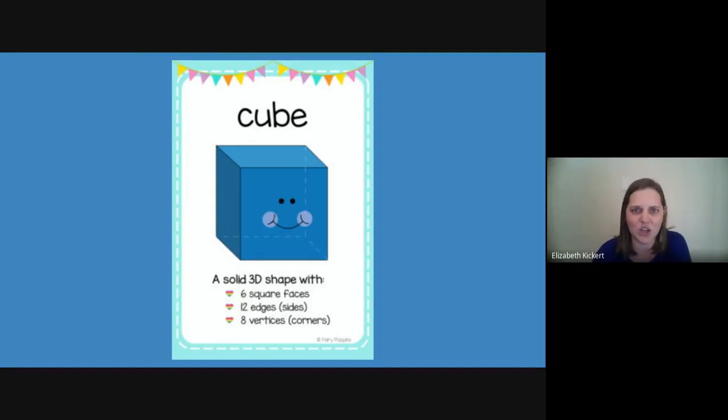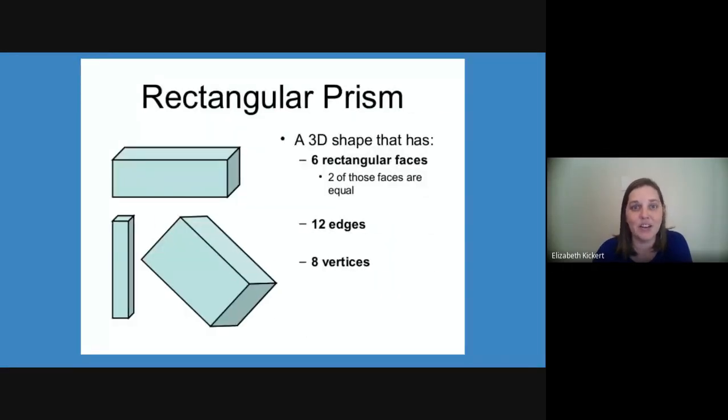Okay, so what exactly is a cube? A cube is a solid 3D shape with 6 square faces, those are the flat sides, 12 edges, that's the line where those flat sides, those faces come together, and 8 vertices or corners. That is a cube. Can anybody think of an example of a cube in your house? That's right, a dice would be a great example of a cube. It is a 3D shape that has 6 faces, 12 edges, and 8 vertices. Awesome job.